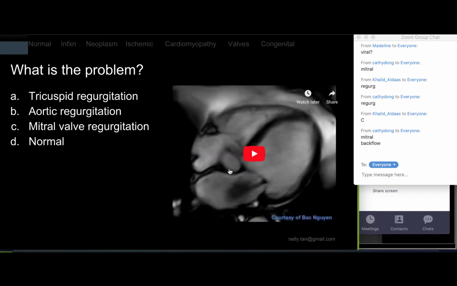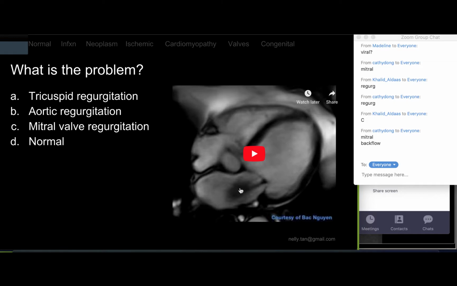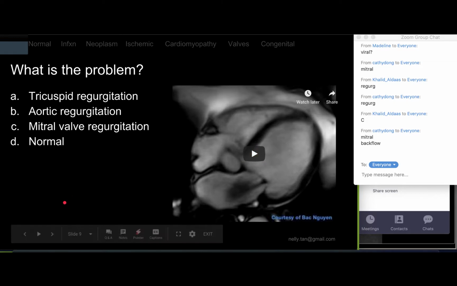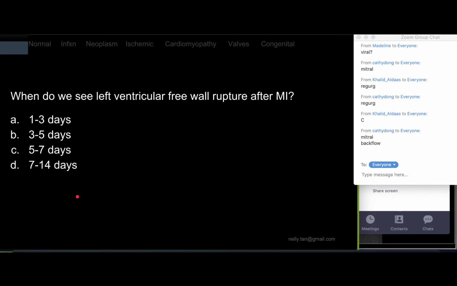So when you see patients who have acute MI that have mitral regurgitation and you get this jet, they get acute pulmonary edema on the right side. And it's usually on the right side because of this jet, which is going to the right side. Okay. When do we see left ventricular free wall rupture after MI? 1 to 3 days, 3 to 5 days, 5 to 7 days, 7 to 14 days. C? Okay, so we think 5 to 7 days.